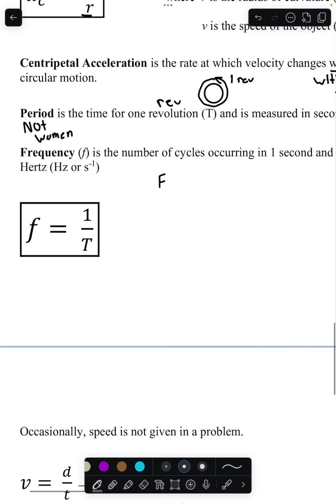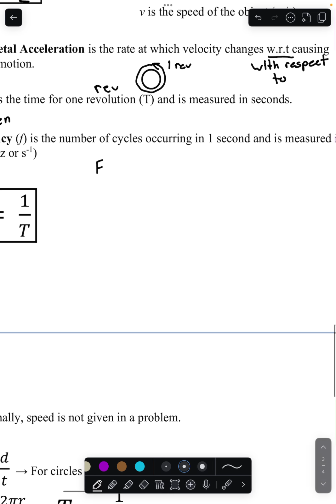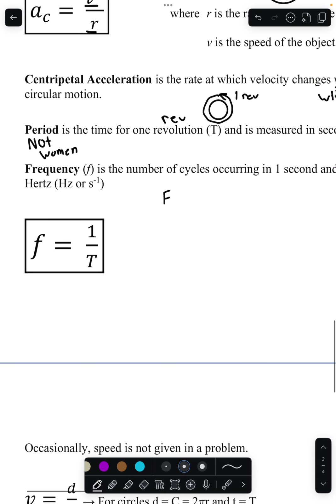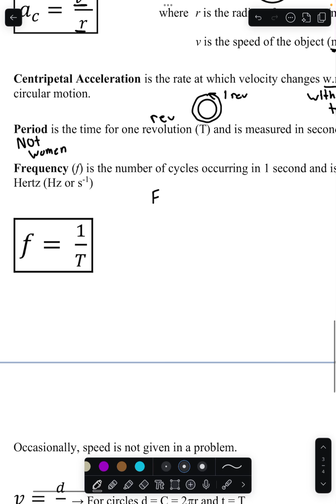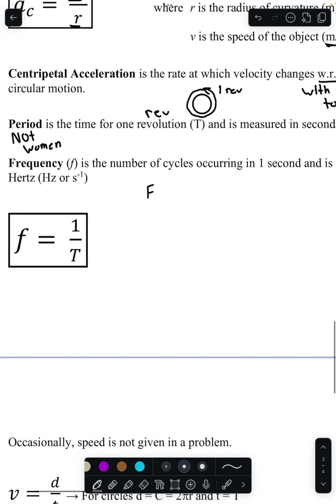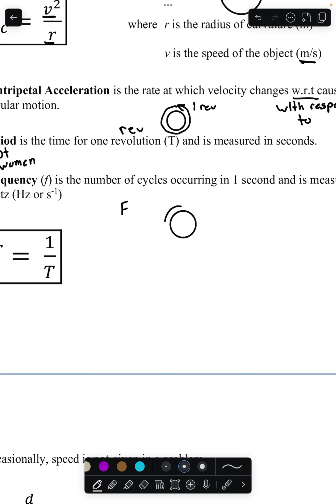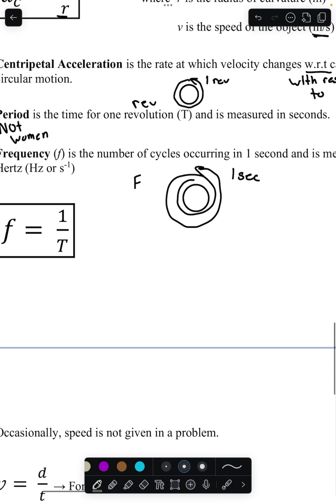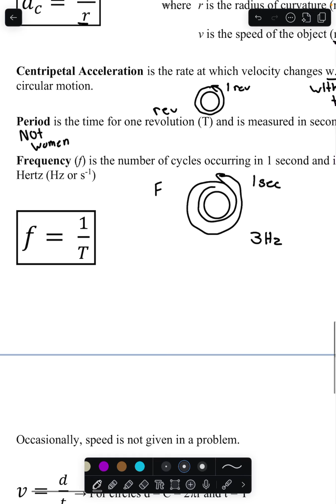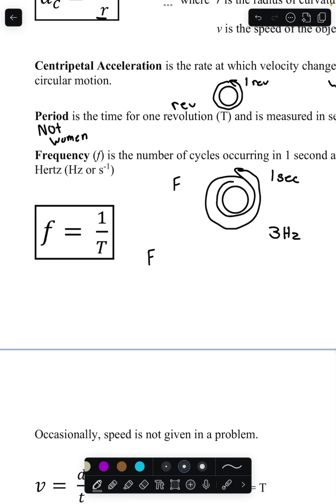Frequency, our f, is the number of cycles occurring in 1 second and is measured in hertz, or 1 over seconds. So our frequency is measured in how many times it goes around and around in 1 second. If it goes around 3 times in 1 second, our frequency is going to be 3 hertz. And that equation can be found as f right there.